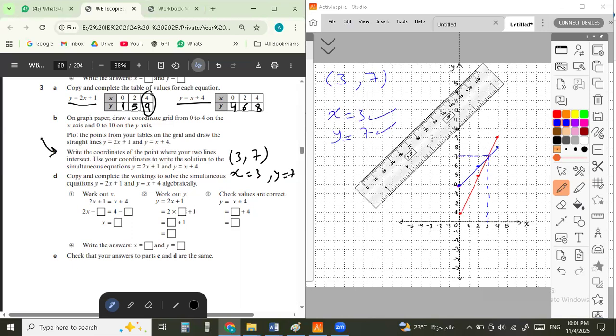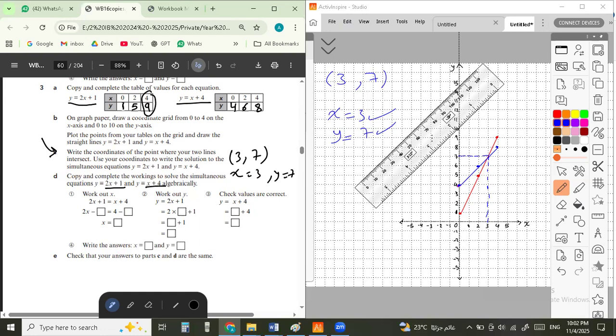Question D, copy and complete the workings to solve the simultaneous equations y equals 2x plus 1 and y equals x plus 4. The same simultaneous equations exactly, but here we answered it using a graph. Now we're going to answer it using an algebraic method, which is here the substitution method. y equals 2x plus 1 is actually the same as x plus 4. Both of them are just y. So 2x plus 1 equals x plus 4.